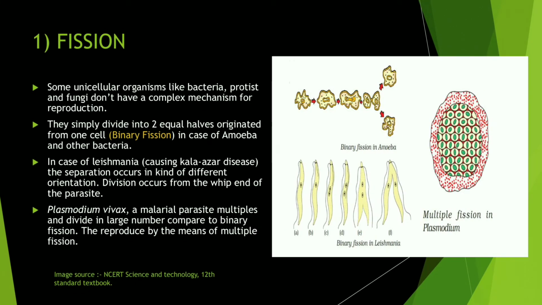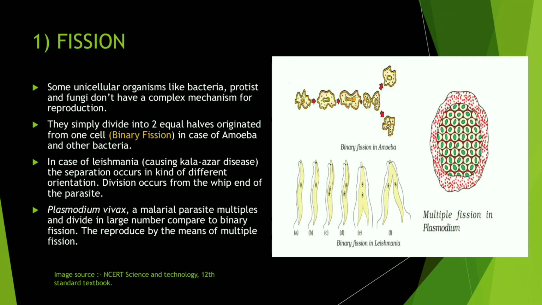Fission. This kind of reproduction is usually seen in bacteria, protists, and fungi, and the mechanism behind the reproduction is not that complex like in higher animals. It is nothing but one being broken down into two, and this process is known as binary fission, where one cell is divided into two equal cells. The example is well illustrated by amoeba and other bacteria.